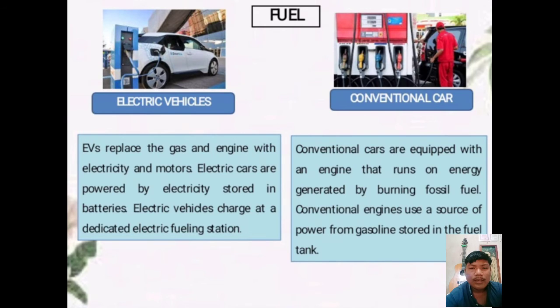For example, assuming a monthly mileage, driving an electric vehicle can save money compared with a gas-powered car. Unlike that, conventional cars are equipped with an engine that runs on energy generated by burning fossil fuel. Conventional engines use a source of power from gasoline stored in the fuel tank.